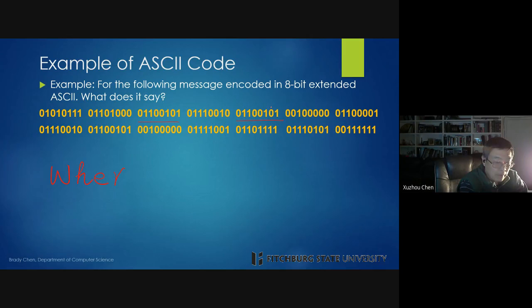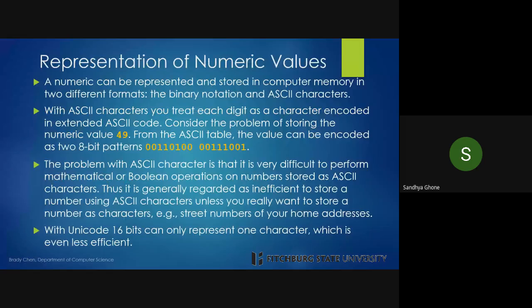So this is a sand. Where? Okay. So what is that next one? So it's a 001. Oh, that's space. Yeah. It's just a space. So what is next?